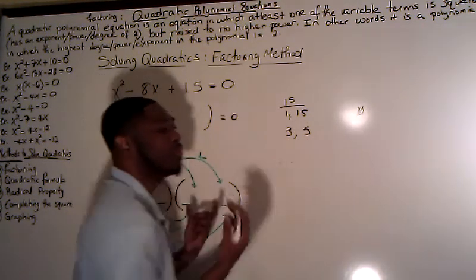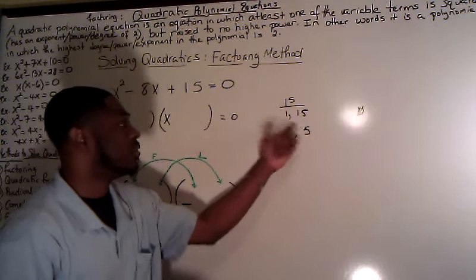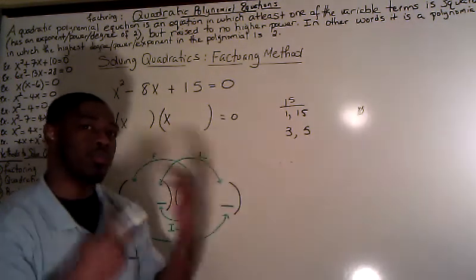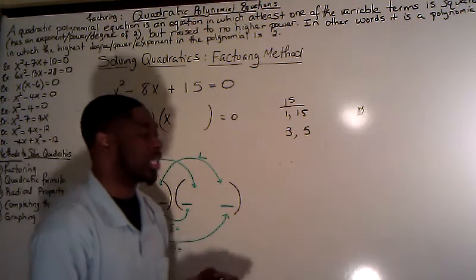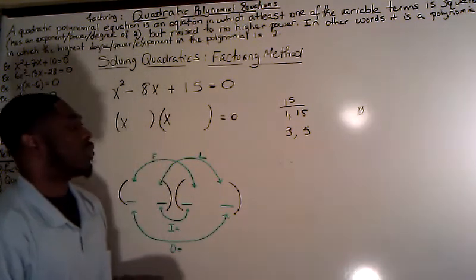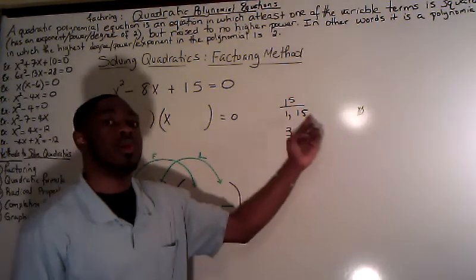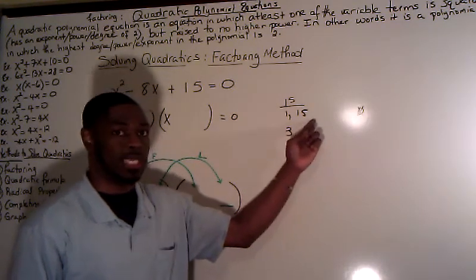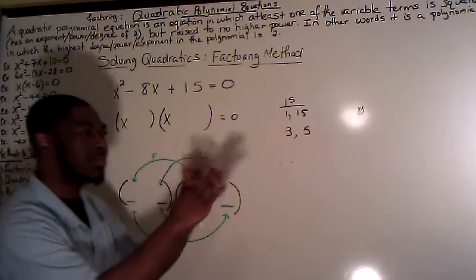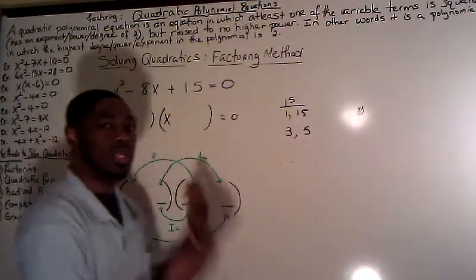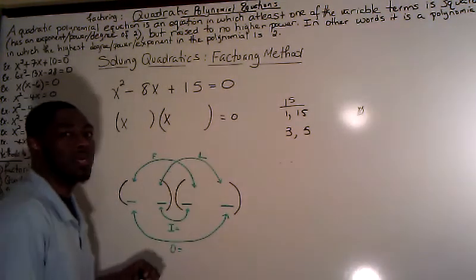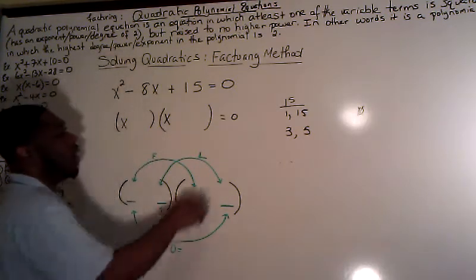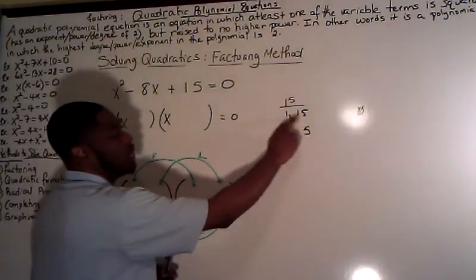Now, some people also regard the negatives. You can do that, but the signs will all work out if you follow the steps I'm telling you to do. Of course, 15 can be positive 1, positive 15, and also negative 1, negative 15. But we're not going to do the negative aspects of it. We'll look into how we take care of that issue with the sign. So, factors of 15: 1 and 15, 3 and 5.